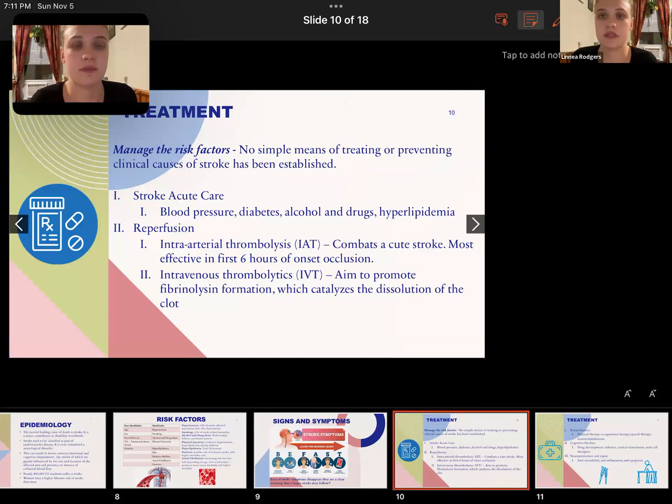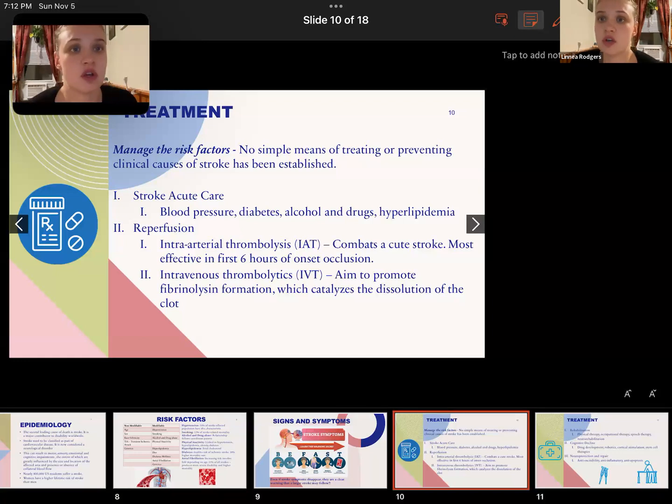So, some treatment: you can manage the risk factors. Despite an enormous amount of research, there are no simple means of treating or preventing clinical causes. So nothing's been really well established. For stroke acute care, this means monitoring blood pressure, diabetes, alcohol and drugs, and hyperlipidemia.